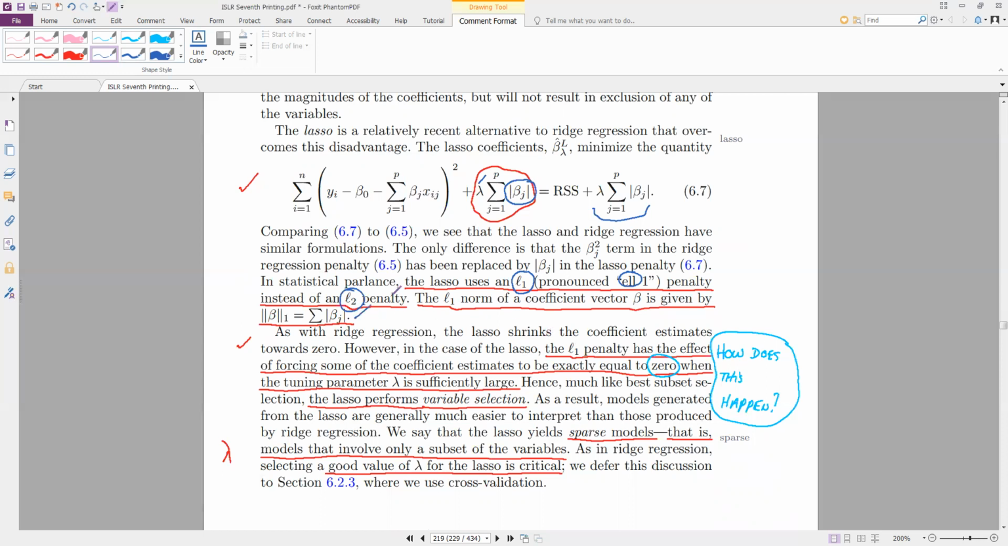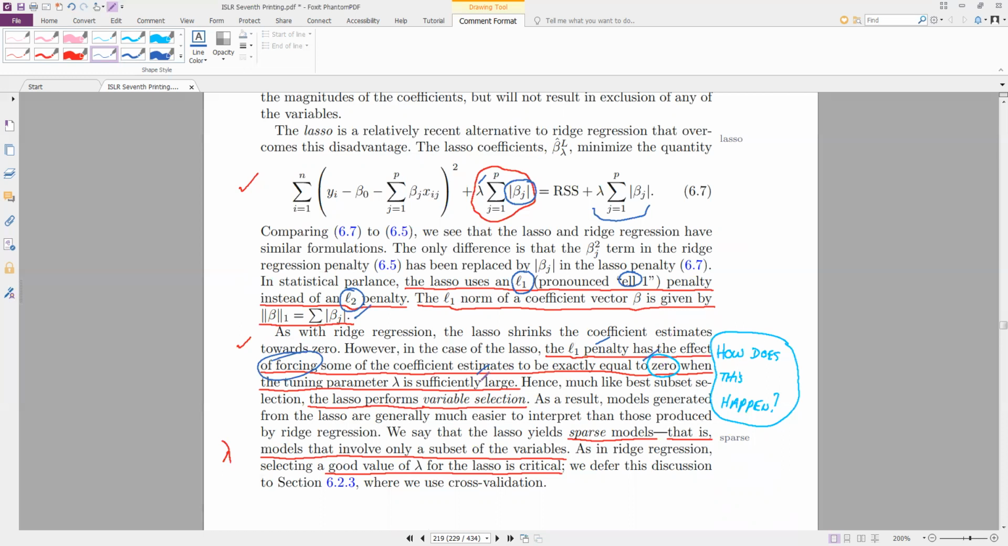So there's our L1 norm over here. Now, what's the effect of the L1 penalty? Well, the L1 penalty actually has the effect of forcing some of the coefficient estimates to be exactly equal to 0 when the tuning parameter is sufficiently large.